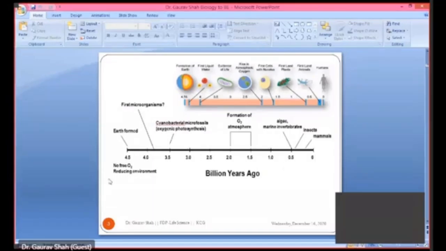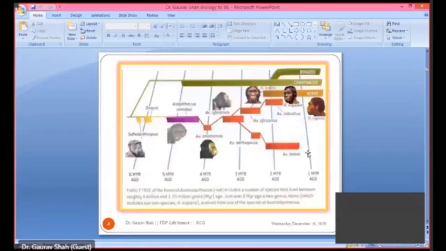If we look at the same scale of evolution, it is in a linear way, from this point to this point, and we are at this particular point. So very lately we evolved, right? And we are well aware of how we evolved. It was hominids, Australopithecus, and then this lineage. So I can say the Homo species, right? We are Homo sapiens sapiens, right? Evolved from one of the species of this Australopithecus, right?